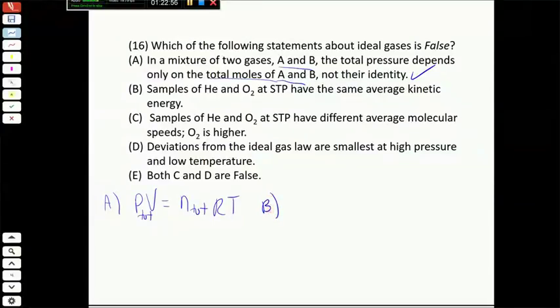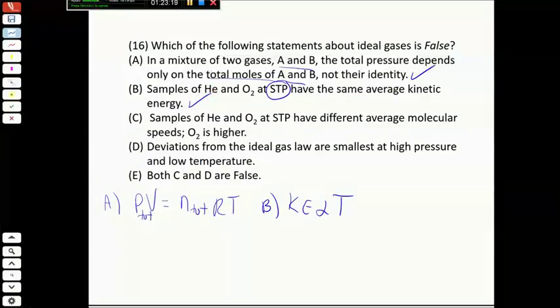Choice B, samples of helium and O2 at STP have the same average kinetic energy. So if they're both at STP, that means they both have the same temperature, 273 Kelvin. And remember that kinetic energy is directly proportional to temperature. And so if we have the same temperature, they're going to have the same average kinetic energy. So that one would also be true.